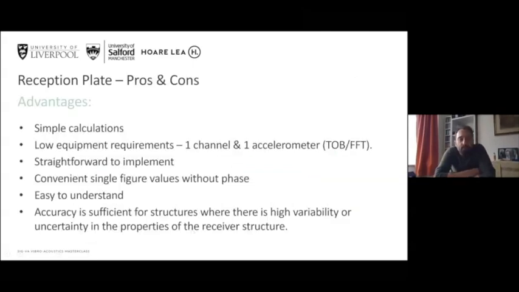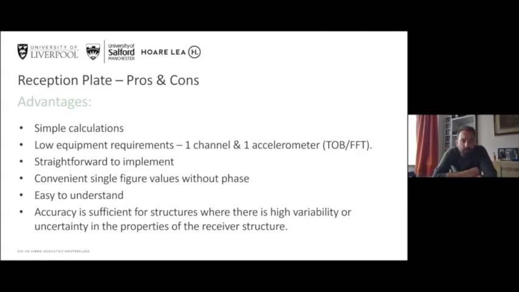So the advantage of the reception plate method is that the calculations are very simple. The equipment requirements are really low. You only really need 1 channel and 1 accelerometer. You don't even need to have an FFT analysis software package for making the measurements. You can make all measurements in 3rd octave bands. This makes it really straightforward to implement using basic equipment.